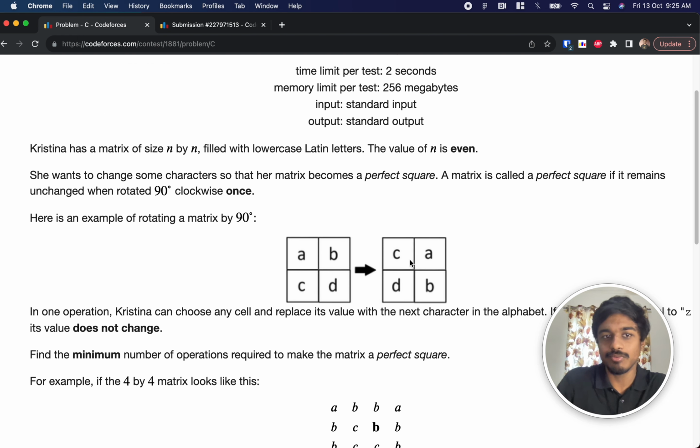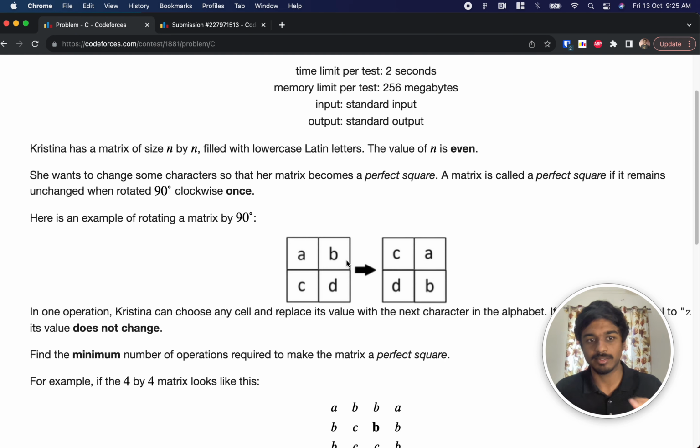So how does the rotation work? In mathematical terms, ABCD is the original matrix. If you rotate it by 90 degrees one time, the row becomes the column. So the first row becomes the last column and the last row becomes the first column. So that is the defining operation.